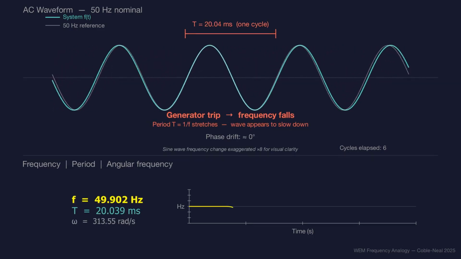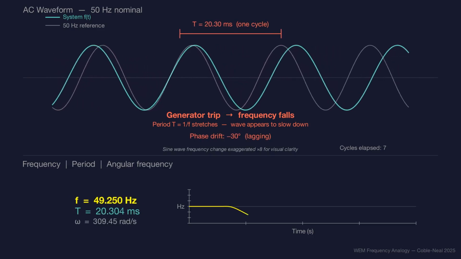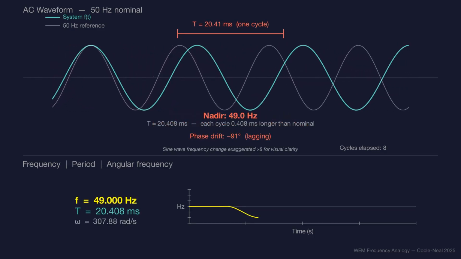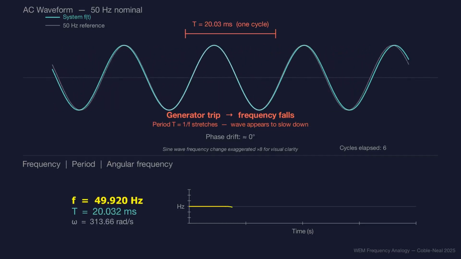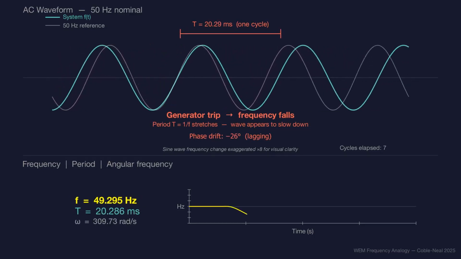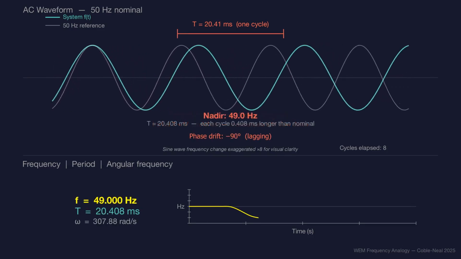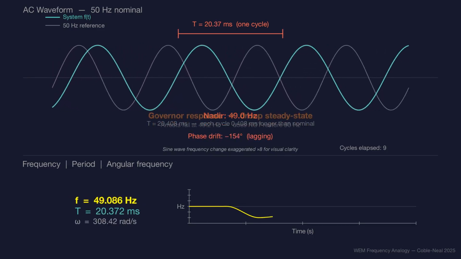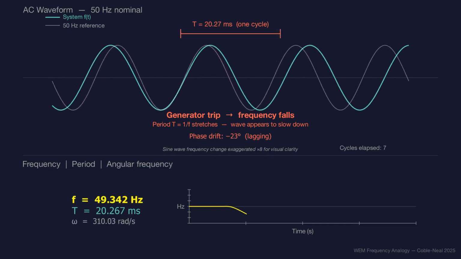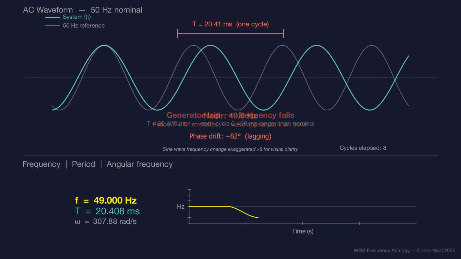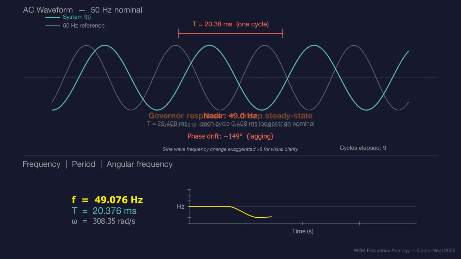In reality, the system frequency changes, which shifts the sine wave relative to its original position. The wave shifts out of step with the clock. This is called phase drift. In this example, we show the effect of a generator trip, which causes the system frequency to drop. Now suppose we then get too much generation. This causes the system frequency to rise above the target 50 Hz.